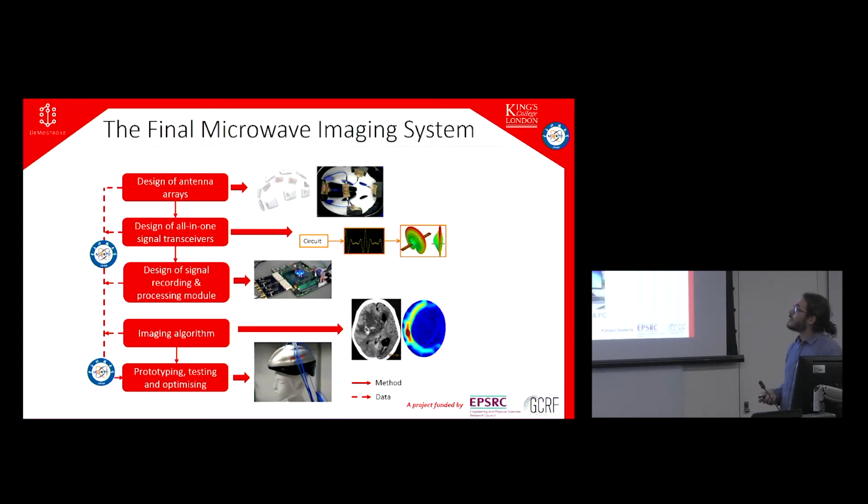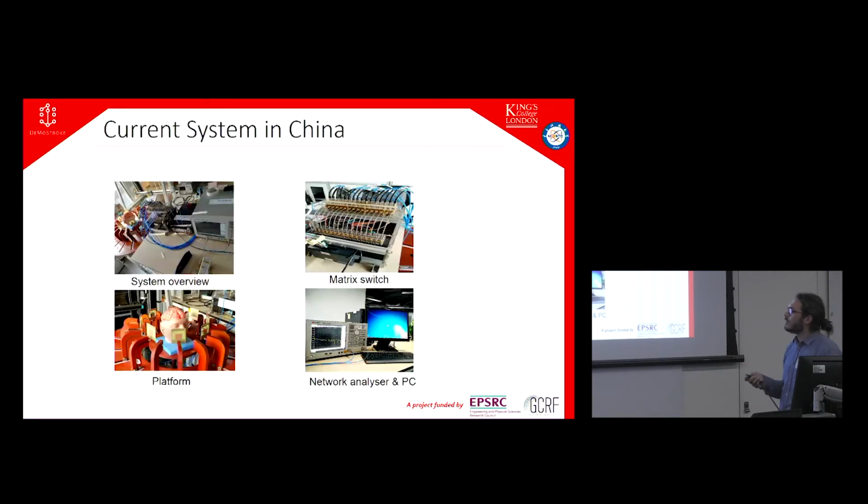And the current system in China comprises of, this is the system overview, where you can see here also the platform with the 8 antennas. There's a movement, actually there are all the antennas. There's no movement on the z-axis, but on this axis. The switch matrix, also described earlier by Francesca Fipiana, and here's the VNA with the PC that controls the unit.